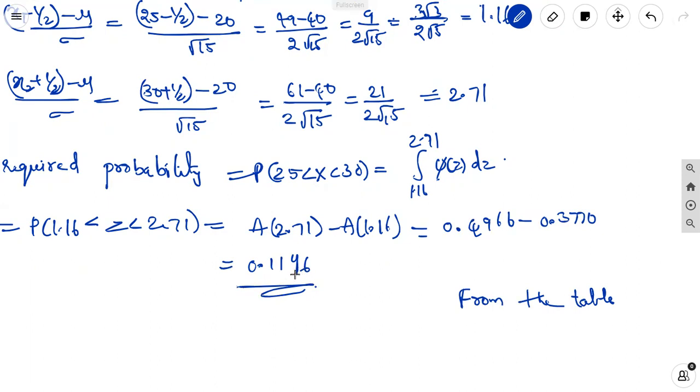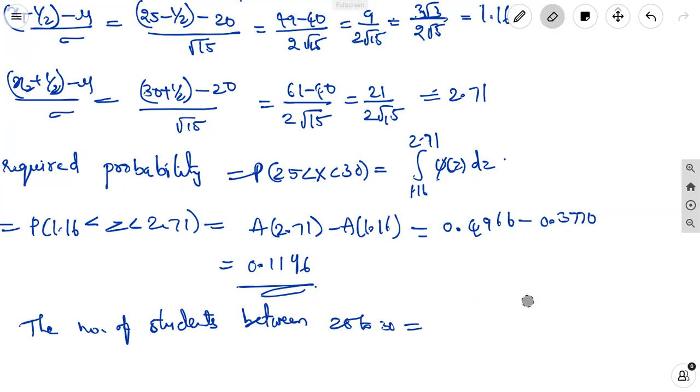That is nothing but, for 80 students, the number of students who get the correct answers between 25 to 30 is equal to 80 into 0.1196, which is almost 10 students. This is the solution.